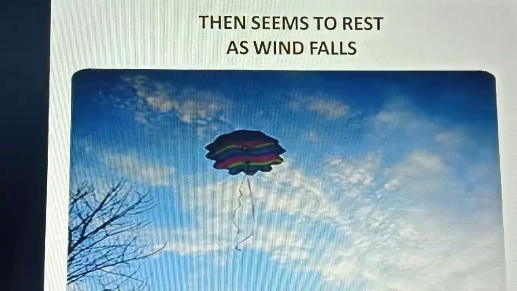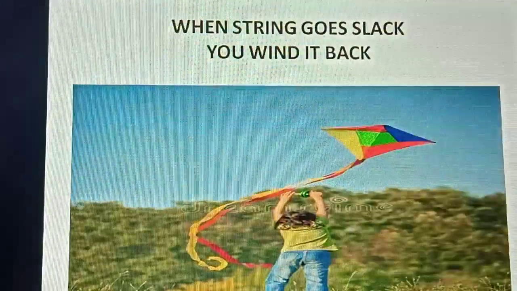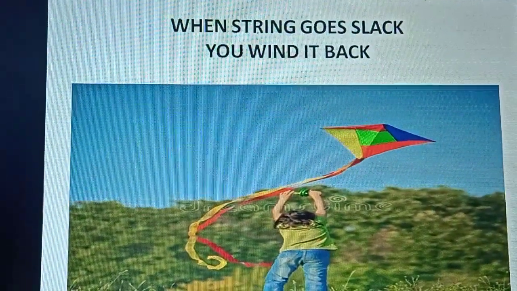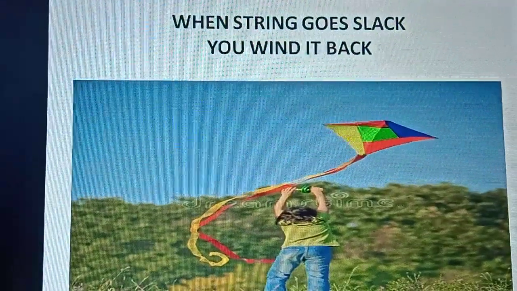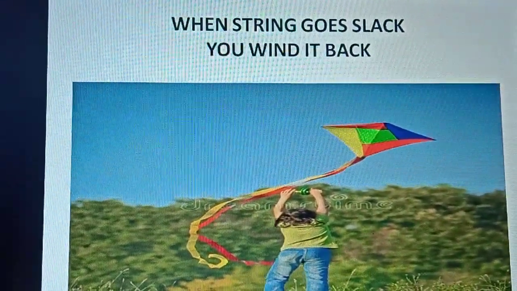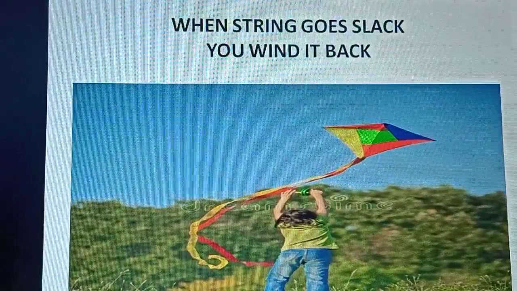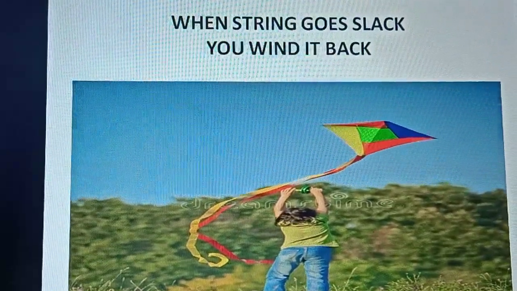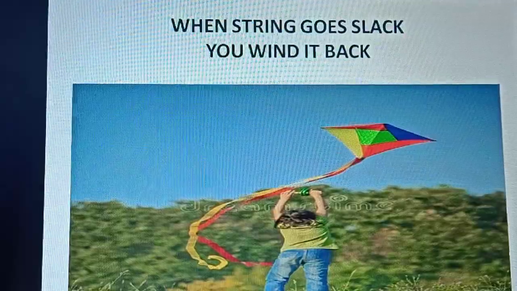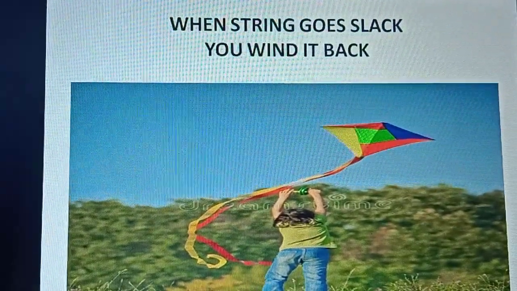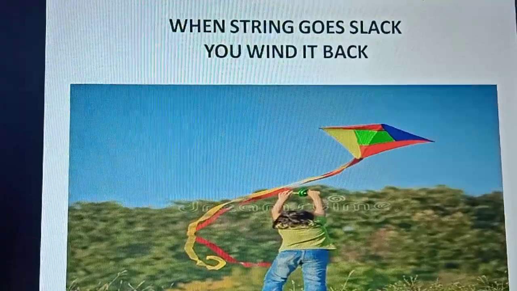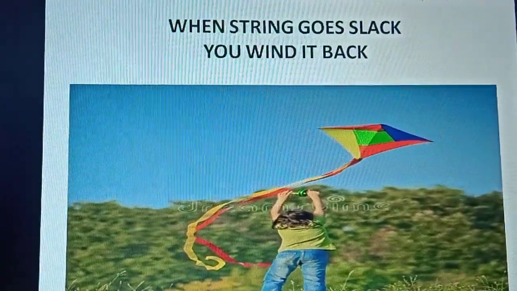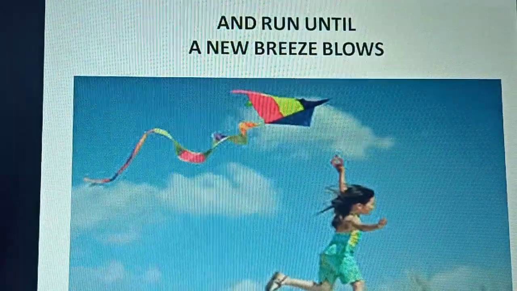Okay, so here the kite seems to rest as the wind falls. When the string goes slack, you wind it back, isn't it? When you feel that the kite is about to get locked somewhere, you will start to get back your kite. How will you get back your kite? You will just wind the string which is attached to the kite, so that you can get your kite back, and run until a new breeze blows.